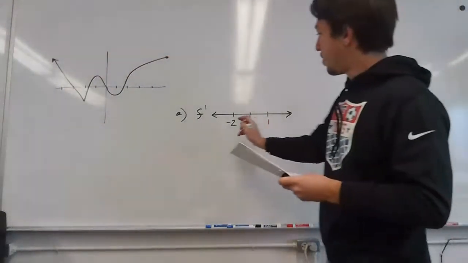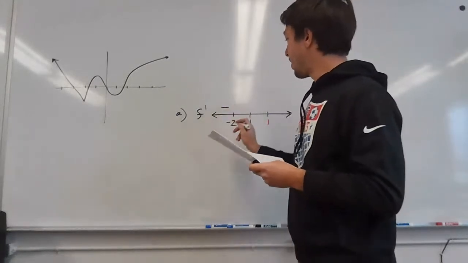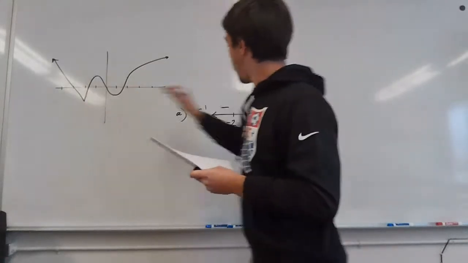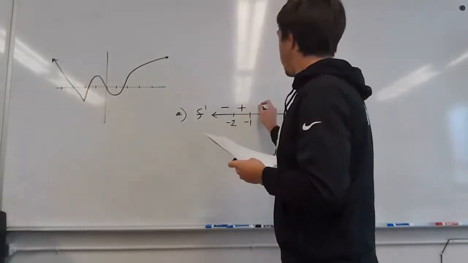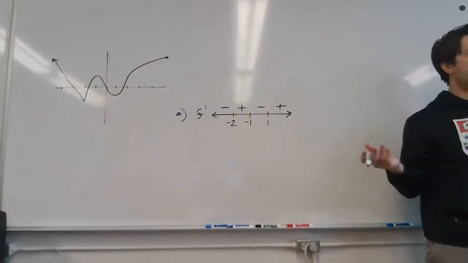So is the derivative positive or negative to the left of -2? It is negative. How about between -2 and -1? It's positive, then it goes negative, and then it goes positive. That makes intuitive sense, right? Yes.